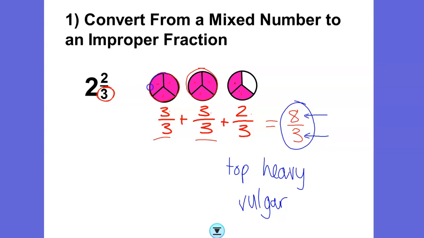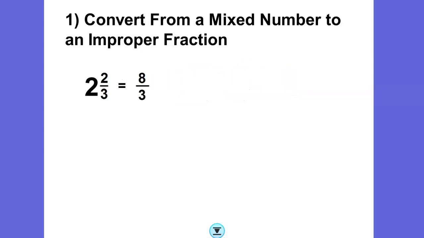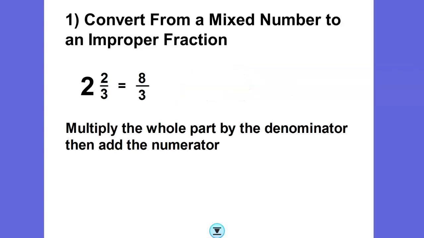And converting them, there's a couple of techniques. One is you can draw these diagrams and then add up what we've got. There is a shortcut though, and I'll show you that now. So if I've got 2 and 2/3, I can draw the diagrams, two whole ones, split into thirds, and then my 2/3. I can do that, or I can use this technique.